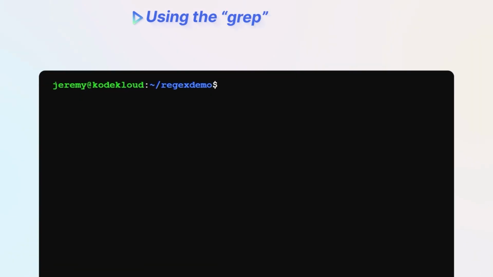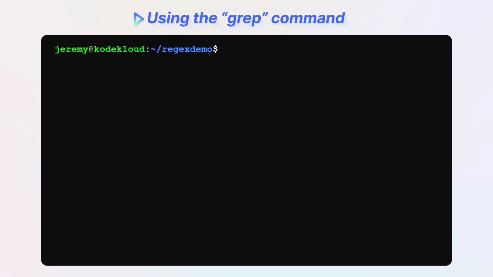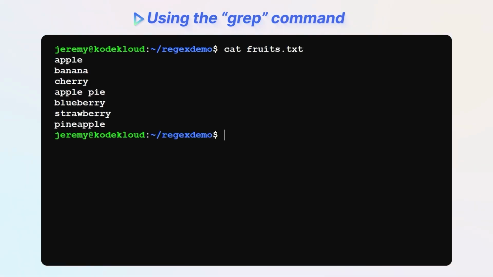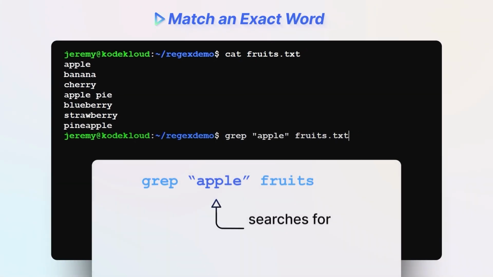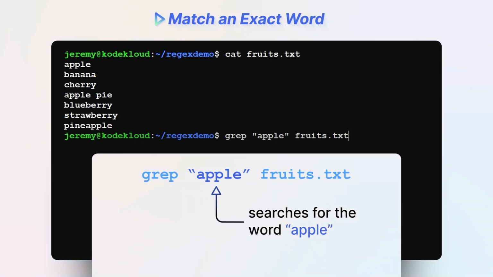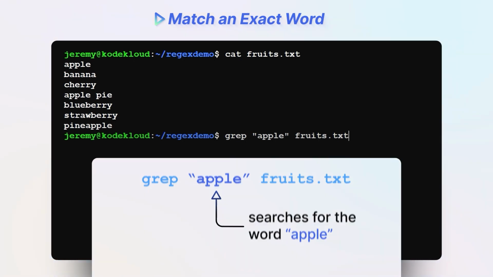Let's dive into a quick command line demonstration of pattern matching using RegEx. In this example, we'll use the grep command to search for specific patterns within a text file. Let's create a sample text file called fruits.txt with the following contents. Now here's how you match an exact word. We'll type in grep apple fruits.txt. This command will search for the exact word apple in the file and return the matching lines.